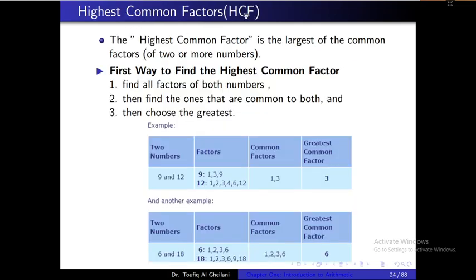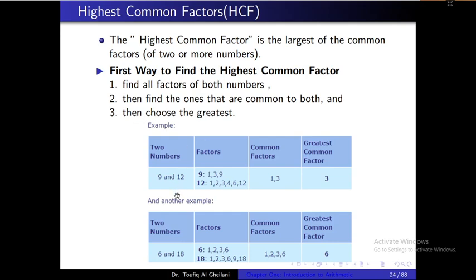Now the highest common factor, and we represent highest common factor by the short name HCF. H, highest; C, common; F, factors. The highest common factor is the largest of the common factors of two or more numbers. There are two ways we can find the highest common factor. The first way: firstly find all factors of both numbers, then find the ones that are common to both, and the last step, choose the greatest one.